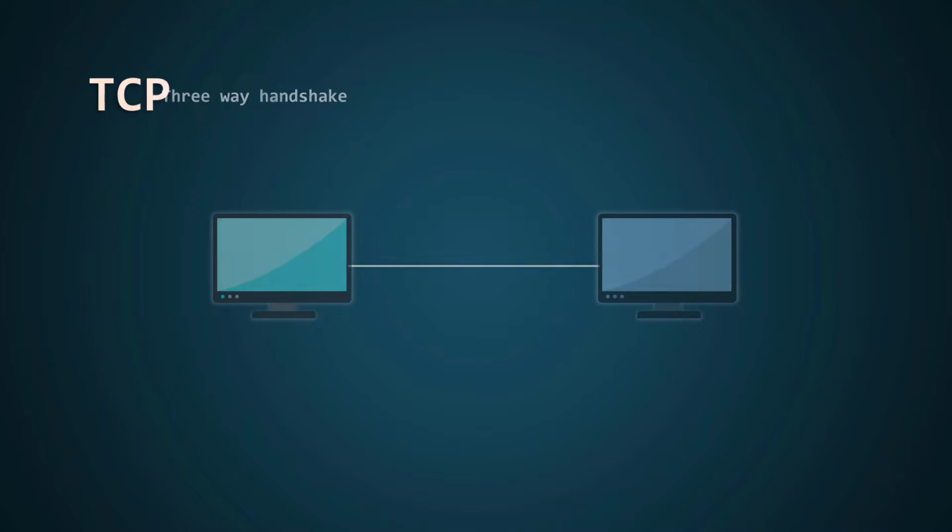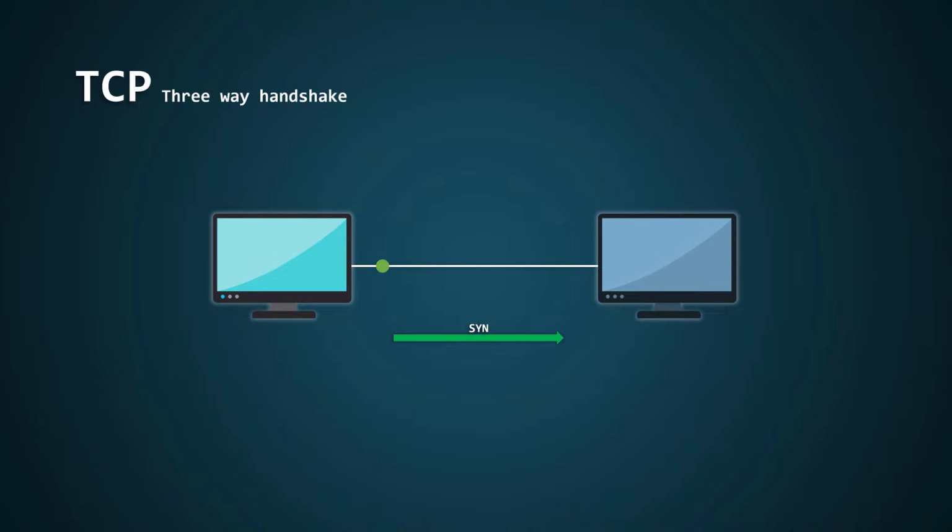In this example, we can see a three-way handshake. In the first step, the computer sends synchronize. Then it's replied back synchronize acknowledged, and the third step is acknowledged. Finally, the connection is established.